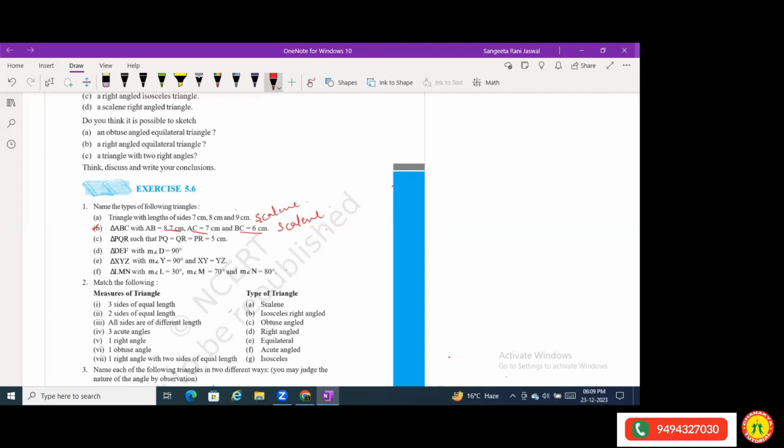We'll see later whatever is given down. All sides are of different length. That is known as obtuse angled triangle.